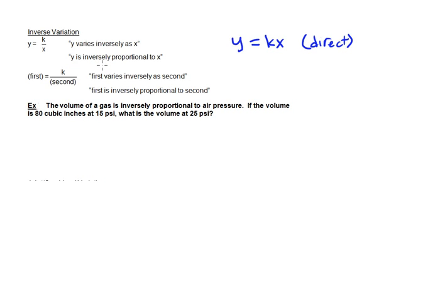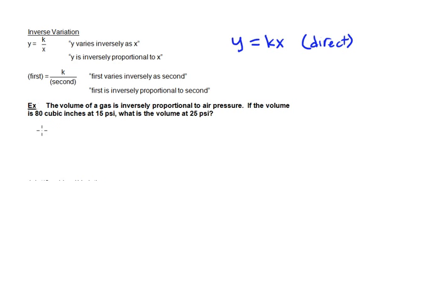So the variables that we use don't always have to be x and y. They can be some variable. So we have this first variable on the left-hand side. The first variable varies or is proportional. And then we have the word inversely, which again means that the k will be divided by the second variable.